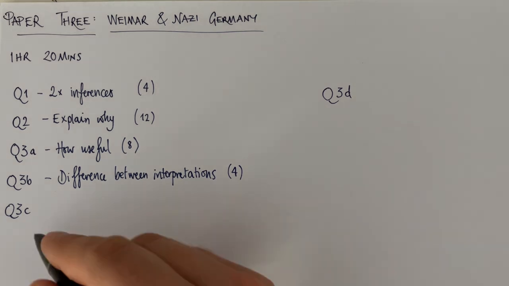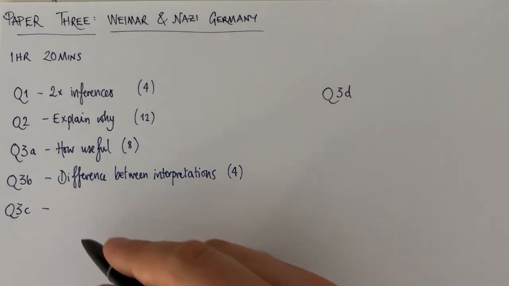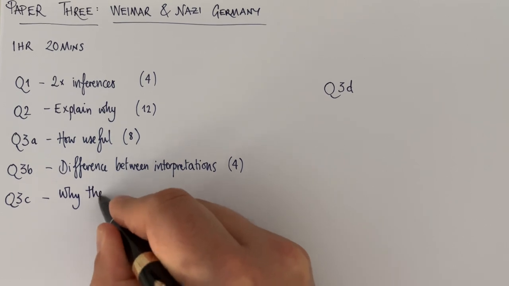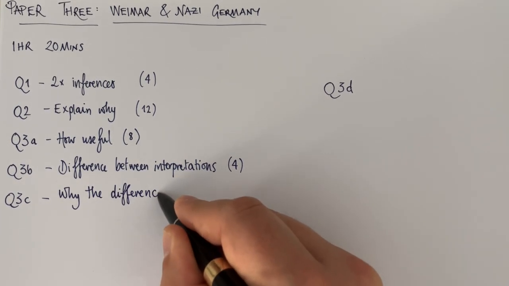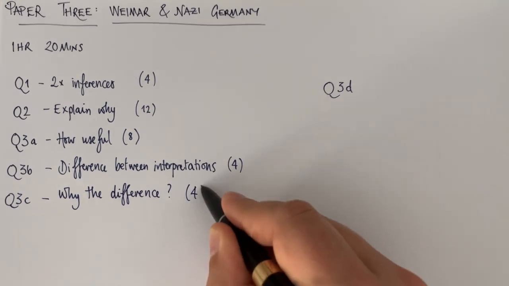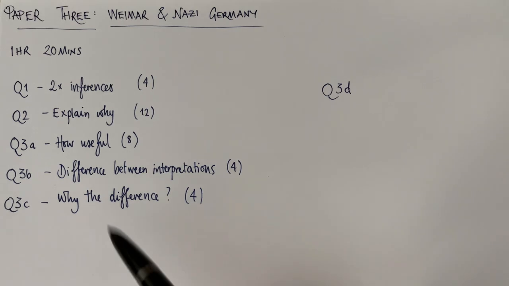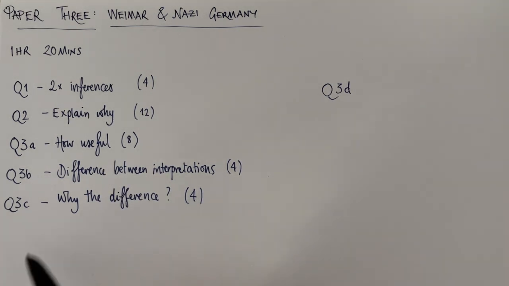Now, question 3C is often confused and muddled with question 3B because this one is asking you why they might be different. Quite often people get these back to front. So this one is our old friend the mix and match, in which you use interpretation X goes with source A and interpretation Y goes with source B, for example.